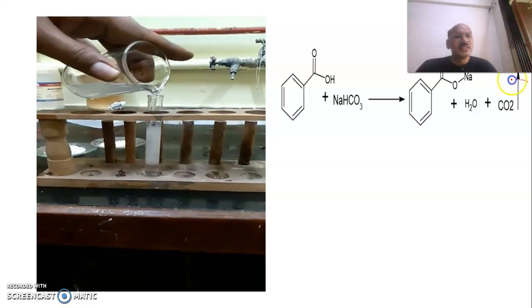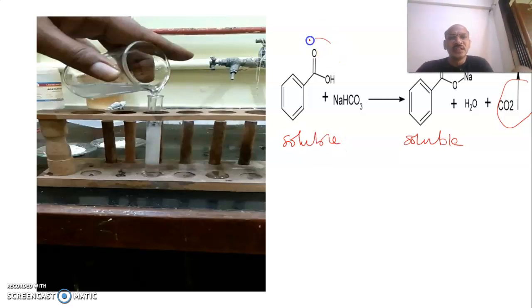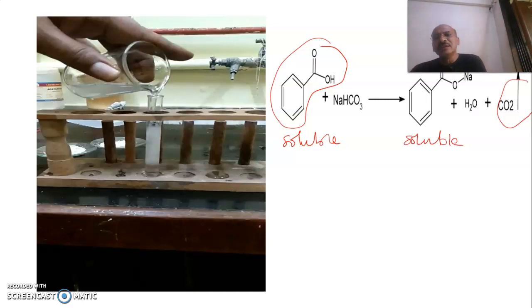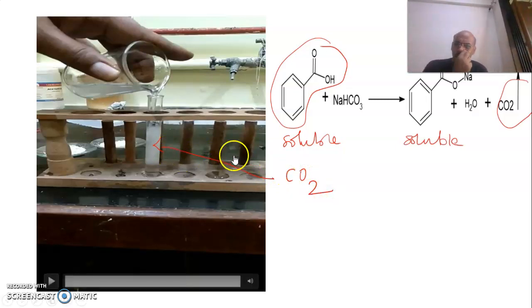Yeah, CO2 gas is coming out. So here it is salt, it is soluble, and this acid is also soluble. This is a representative example; it is actually insoluble. Benzoic acid is taken here to represent a reaction. So this is an indication of formation of CO2 gas, and that is only possible if there is an acid.